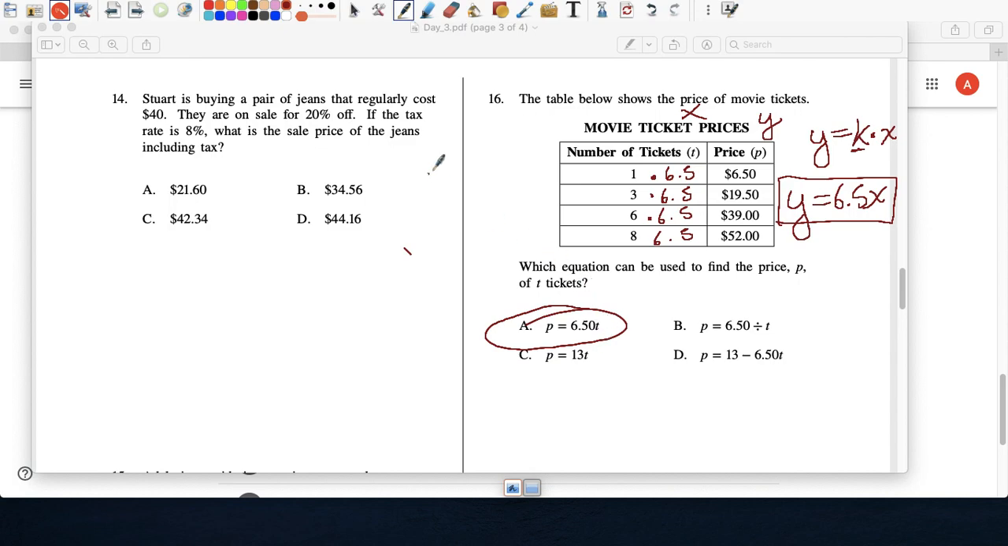Remember, how do we find k? Another way of finding k is y over x. If you took any of your y values, 6.50, 19.50, 39, and 52, and divided by their corresponding x value, 1, 3, 6, or 9, they will all give us 6.50.